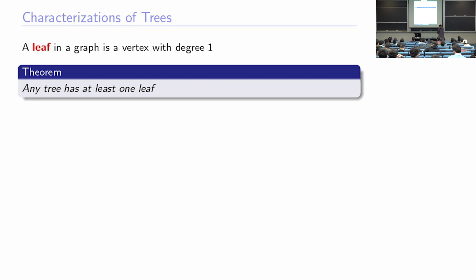The theorem is that every tree must have at least one leaf. Every tree must have at least one leaf. If the graph is a tree, then it cannot happen that every vertex has degree greater than or equal to 2. Is this clear? What must we use to prove this statement? We just substitute the word tree. What is a tree? A connected graph with no cycle.